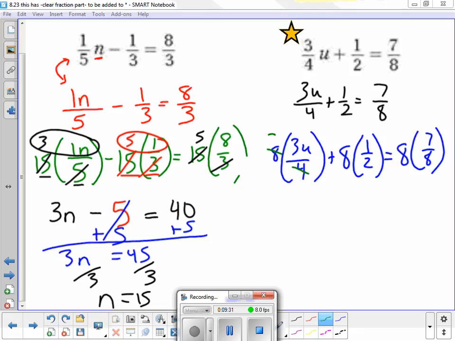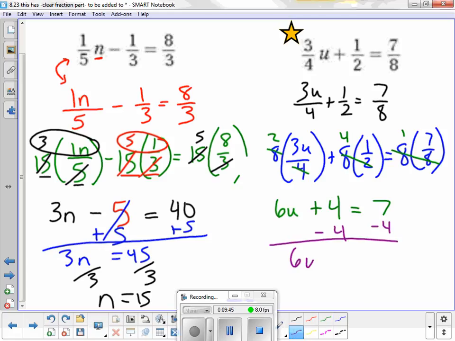8 divided by 4 is 2, and 2 times 3 is 6u. 8 divided by 2 is 4, and 4 times 1 is 4. 8 divided by 8 is 1, and 1 times 7 is 7. So then we just solve the equation. So 6u equals 3. Divide both sides by 6. U equals 3 over 6, which can simplify to be 1/2. So our answer is 3 over 6 or 1/2.